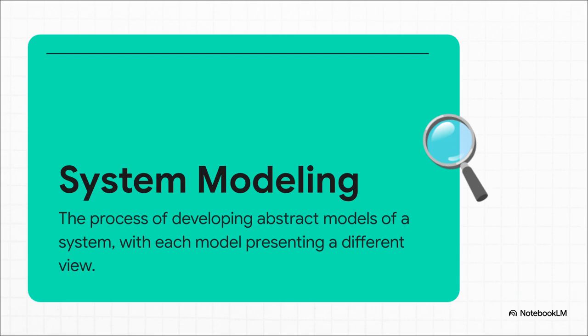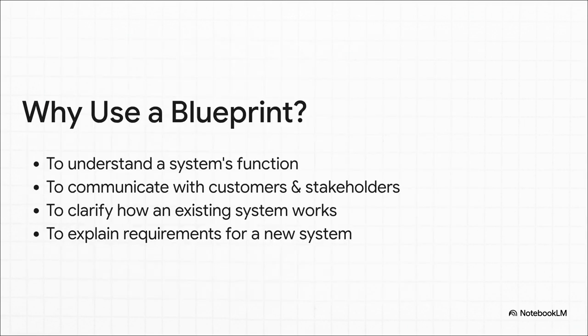So let's break this down. System modeling is just the process of creating these abstract models. The key thing to get here is that it's not just one model. A complete system blueprint is made up of several different models, and each one gives you a different perspective. Kind of like how an architect needs the floor plans, the electrical plans, and the plumbing plans to really capture the whole design.